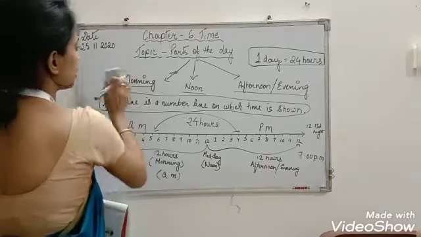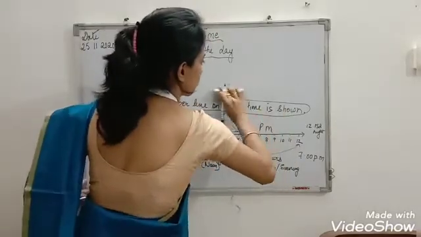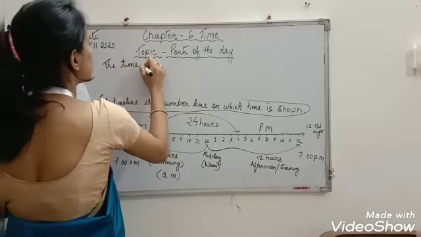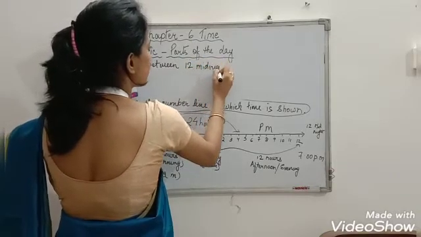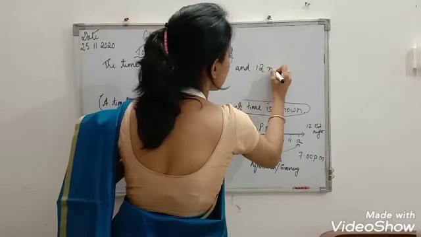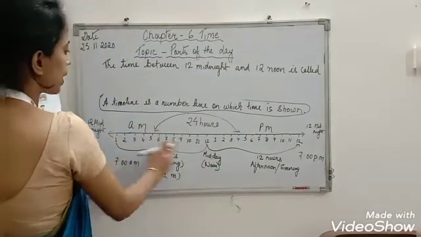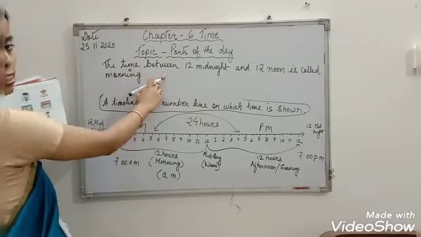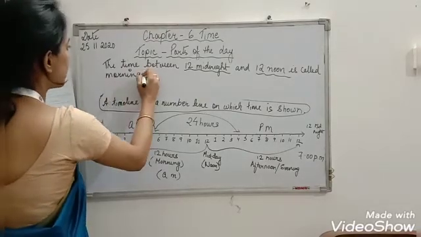Here you see. Next thing. The time between 12 midnight and 12 noon is called what, children? Just now I told you. Look at this timeline. 12 midnight to 12 noon is called what? Morning. The time between 12 midnight and 12 noon is called what? Morning. Okay? So, got it, children?